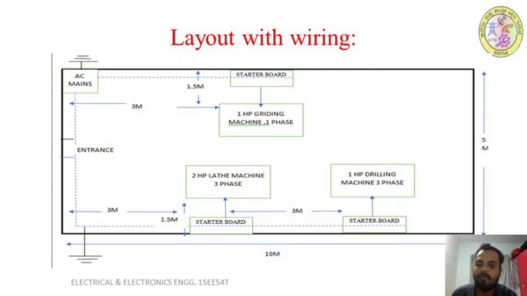And with the wiring diagram, this dotted line shows the wiring of the workshop. Okay, so here you have to remember, for any given problem, first we have to write what? Assumptions. Next we have to write the layout with wiring diagram. And this is the layout with wiring diagram for this given problem. So next we are going for the material calculations.